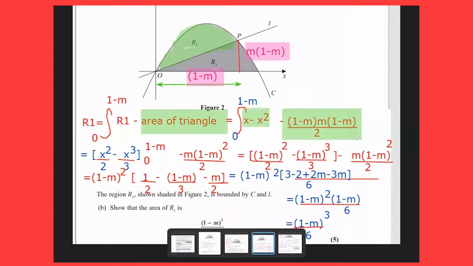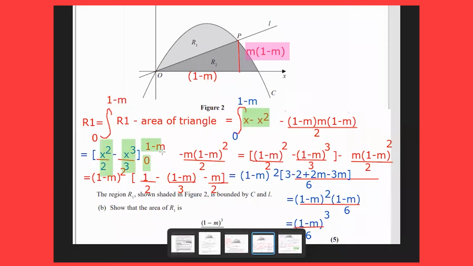So what I end up having is the integration of x minus x squared. The integration of x is going to be x squared over 2. The integration of x squared is going to be x cubed over 3. And the limits are from 0 to 1 minus m. Then I subtract it from, if I have 1 minus m and 1 minus m, I can write it as 1 minus m the whole thing squared.